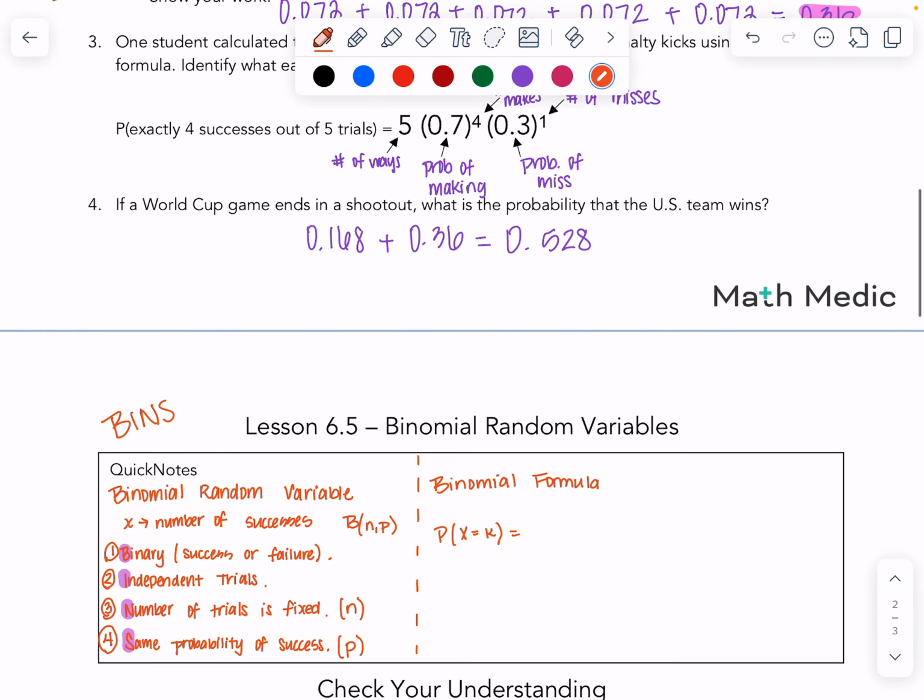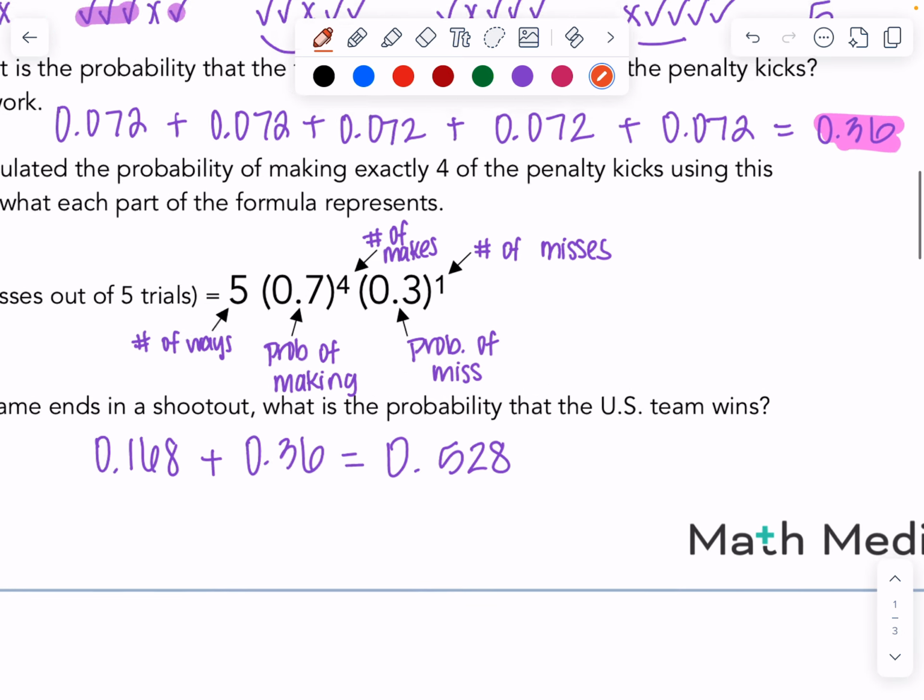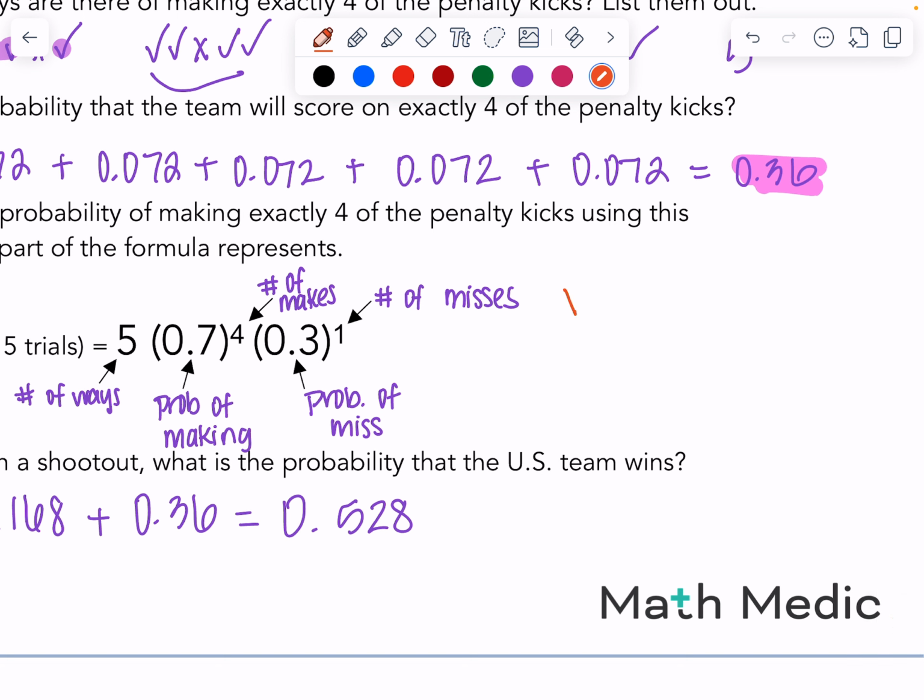One thing that I want to define up here is that we should define our random variable. This is right underneath number 3. So X is equal to the number of penalty kicks made. And that notation is the probability of X equals 4.